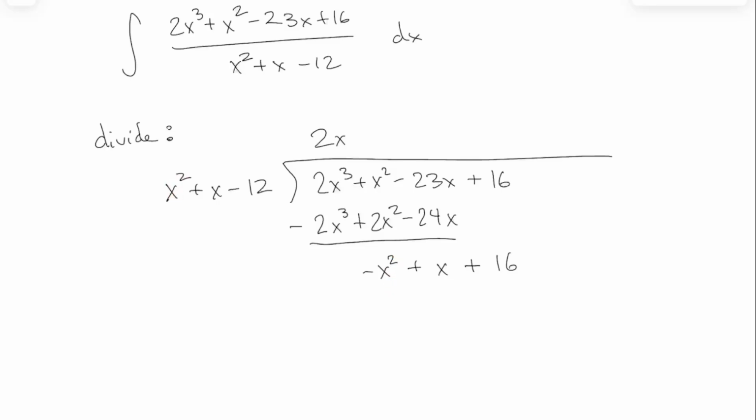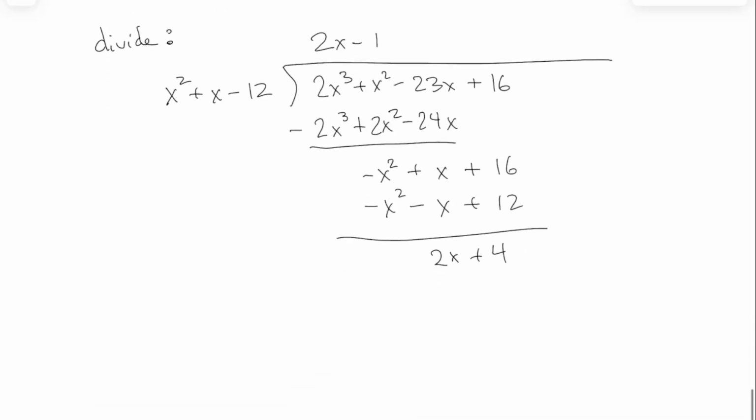Here I have x squared. I want to match it with negative x squared. So what I have to do is -1. Multiply that through. It'll say minus x squared minus x plus 12. Subtract. Those cancel as they should. The next one, x minus negative x is 2x. The last one, 16 minus 12 is 4.